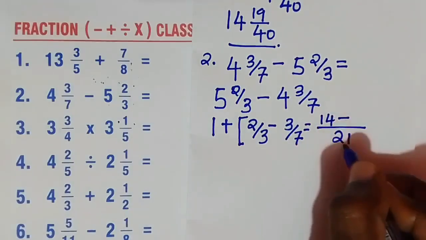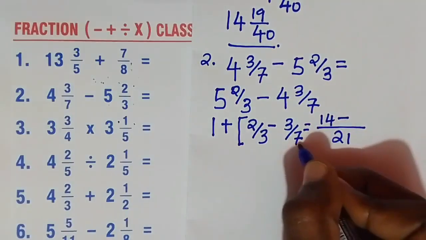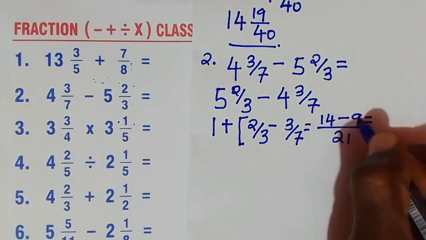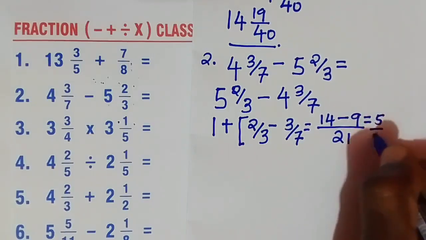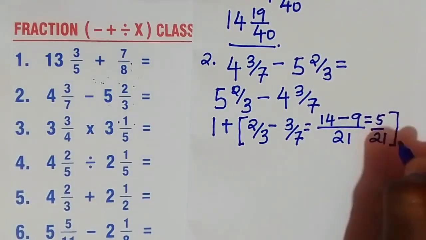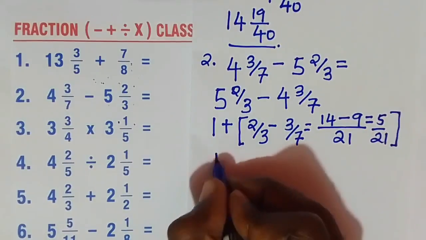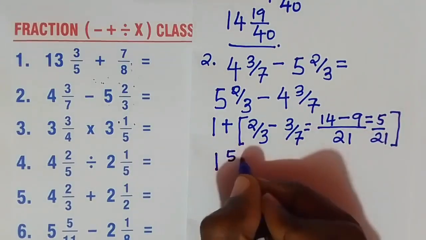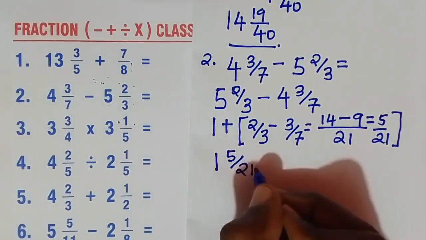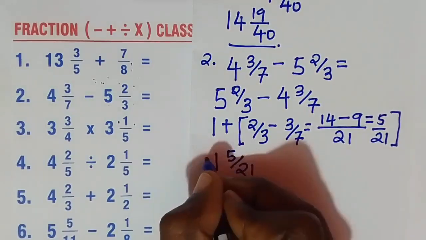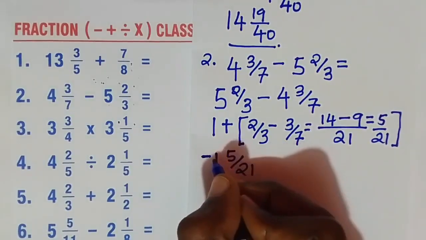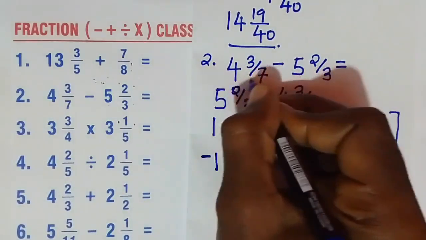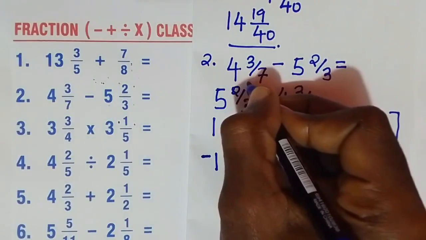Take away 21 divided by 7, 3. 3 times 3, we get 9. 14 take away 9, we remain with 5 out of 21. So our answer is going to be 1, and the fraction that we get is 5 out of 21. But remember, our answer is negative. Why? Because the negative part is more than the positive part. Make a note of it.